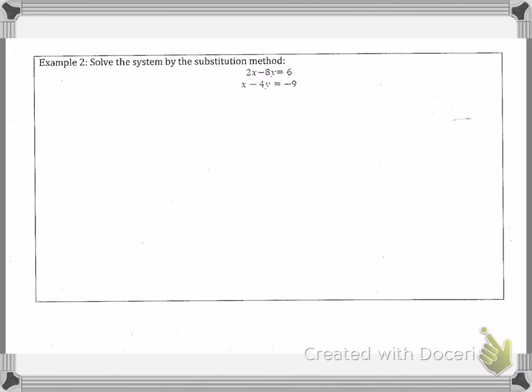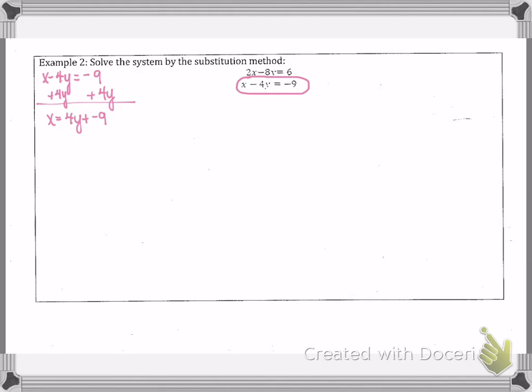For example 2, we're going to take a look at this system, 2x minus 8y equals 6 and x minus 4y equals negative 9. If you remember what we talked about for a prior example, if you've got a variable without a coefficient, it's probably easiest to solve for that one. So we're going to solve the bottom one and get x alone. So we started with x minus 4y equals negative 9. And I'm going to move the 4y over by adding it to both sides. That means x should equal 4y plus negative 9.